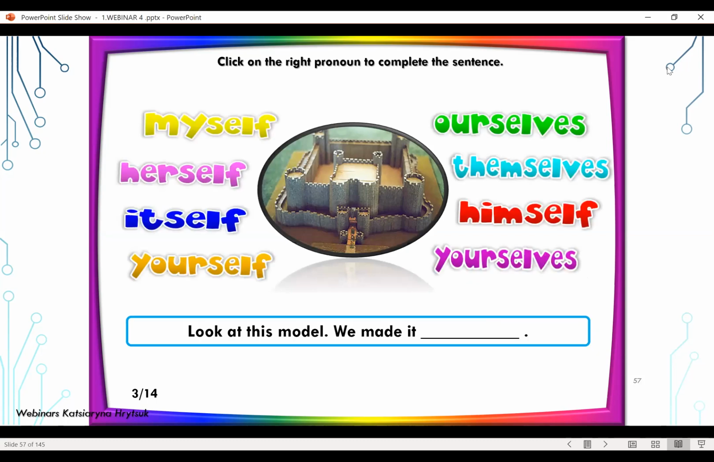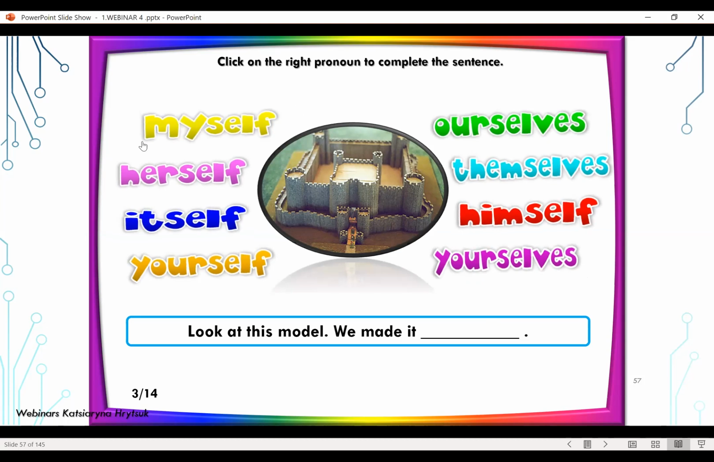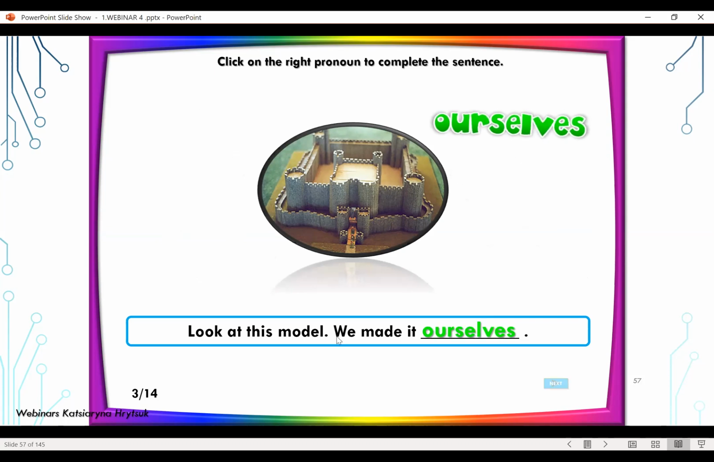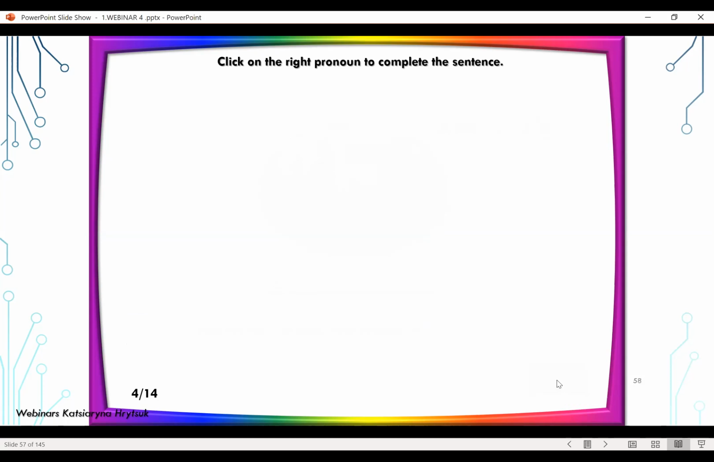Look at this model. We made it ourselves. Yes, we ourselves, okay? You yourselves. They go together in the group. You cannot change anything. Next, Sophia.